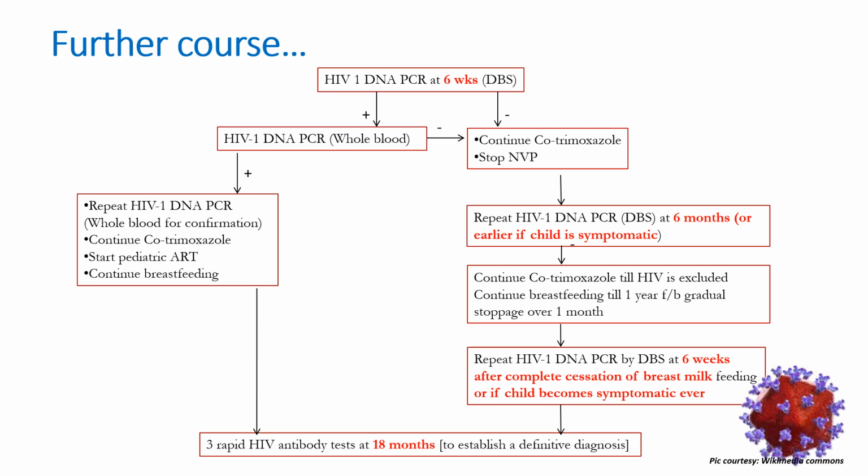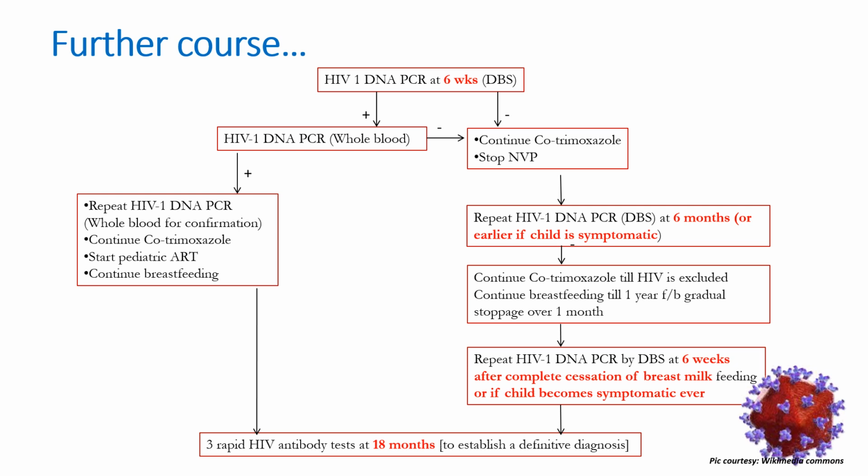So if the initial screen of HIV-1 DNA PCR at 6 weeks of age is positive, then we perform this HIV-1 DNA PCR in the whole blood for confirmation. But if it is negative, then we perform this dried blood spot screening 2 times more. First at 6 months of age or earlier if the child is symptomatic, and second at 6 weeks after stopping the breast milk feeding or if the child becomes symptomatic. We finally confirm HIV infection in either of the 2 scenarios by 3 rapid HIV antibody tests at 18 months of age to establish a definitive diagnosis.